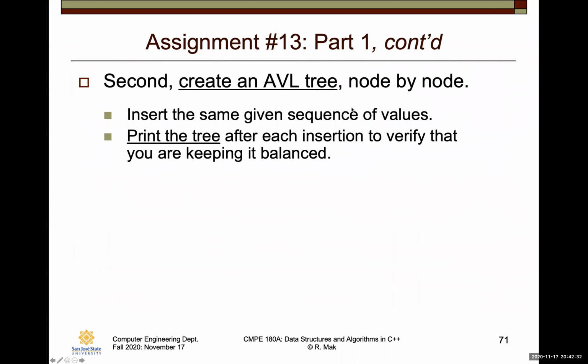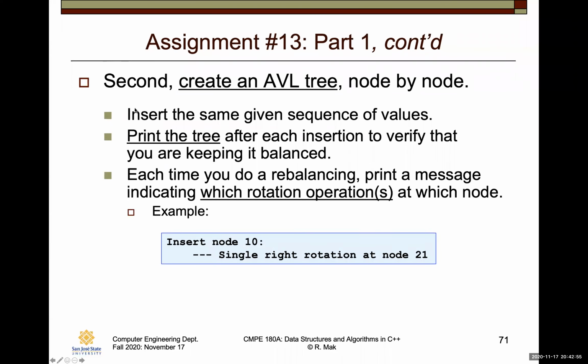Then you do the same thing with the same sequence of values, but you're going to create an AVL tree. So after each insertion, you may have to rebalance the tree, and you're going to print out the tree to make sure that not only is it still a binary search tree, but it's balanced. Now, each time you have to do a rebalancing operation, you should print out a little message that says you inserted a node, and then you had to do a rotation at a particular node.